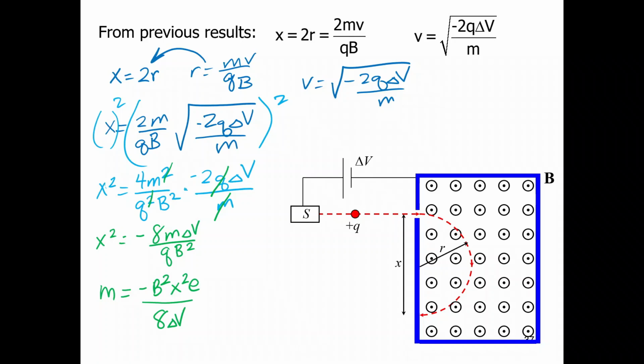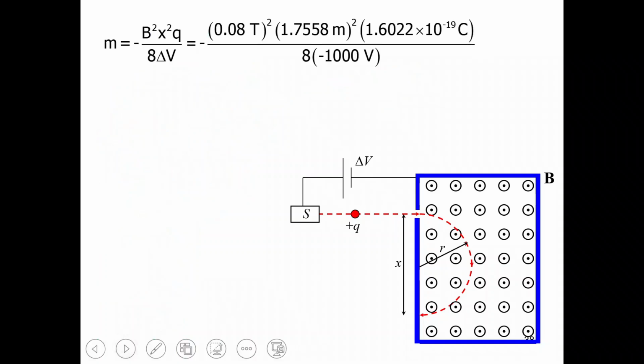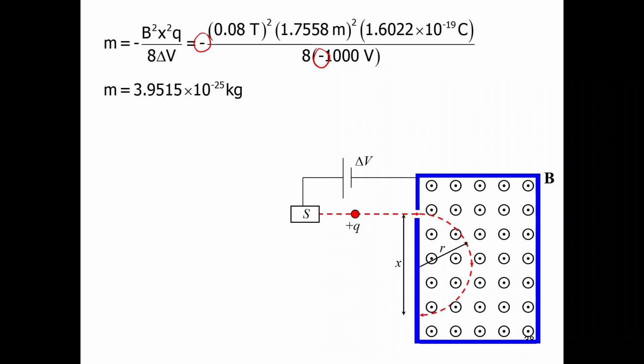So we have that equation right there. And you can then plug in the values. And plugging in all the values that are given, making sure that they're in SI units. Noticing that right here we have the negative. And then we also have the fact that our potential difference is negative. So those negatives cancel out to give us a positive mass. Negative masses aren't possible. And if you plug in all those numbers, you get a mass of 3.9515 times 10 to the negative 25th kilograms.